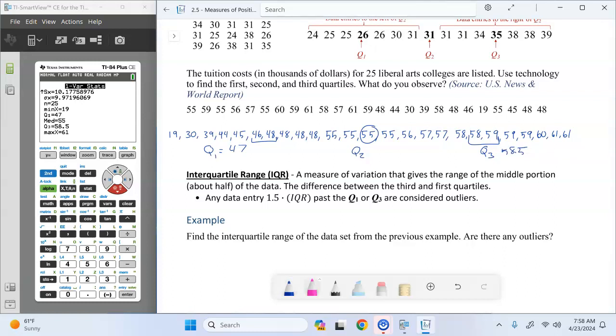And then also listed on our 5-point summary, which we'll be using a little bit more in depth, is our minimum value and our maximum value. Maximum and minimum. Okay?